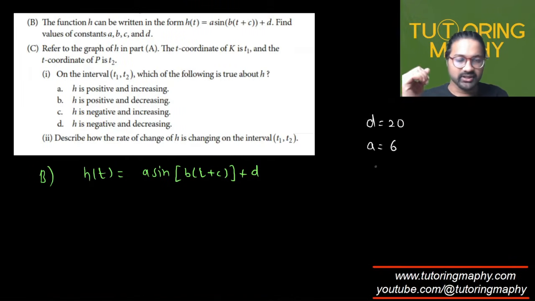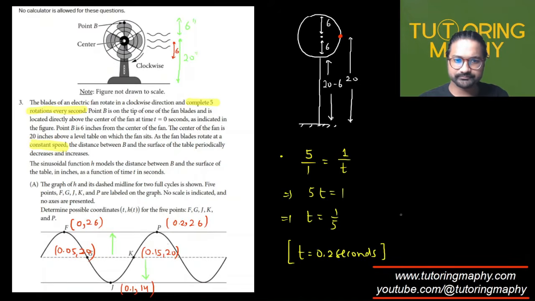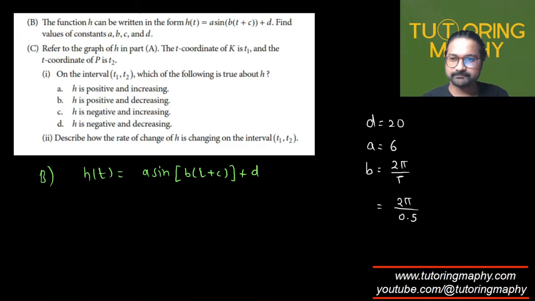And then I have to find B. There's a direct formula that B is equal to 2 pi over the time period. And we already got the time period in the previous slides, which was 0.5. It was 0.5, right? Oh, sorry, my bad, 0.2. So it should be 0.2 over here. And what is 2 pi over 0.2? 0.2 is 1/5, so 5 times 2 is 10. So B is 10 pi.